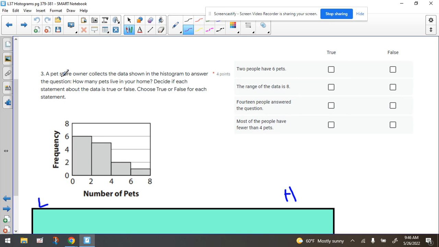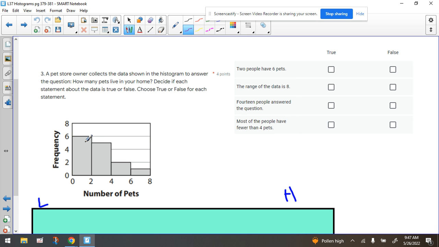Hey everybody, Mrs. Bianchi. We're looking at question number 3. A pet store owner collects the data shown in the histogram to answer the question, how many pets live in your home? Decide if each statement about the data is true or false, and then we have to pick the true or false here in the boxes.